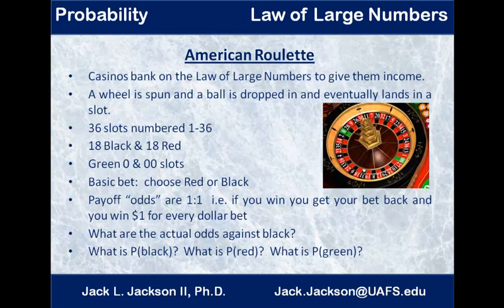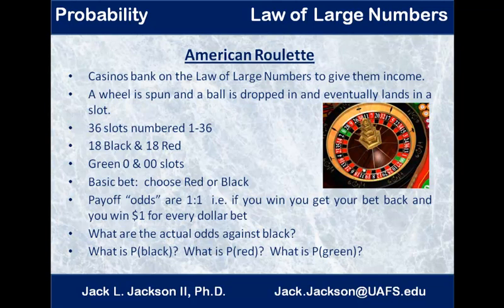Now, when you see payoff odds, they're not true odds. We're going to compute the true odds in a minute. The payoff odds are 1 to 1. So what we mean from this is, if you bet some money, say you bet on black, and the ball lands in the black slot, so black wins, you get your money back, plus you get $1 of winnings for every $1 that you bet. So if you bet $4 and black wins, you're going to get your $4 back that you bet plus another $4.